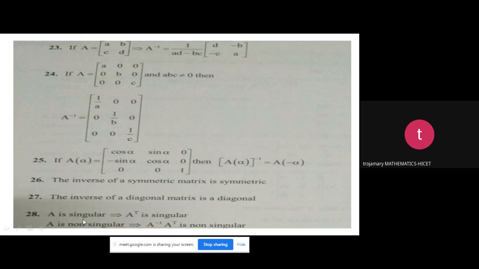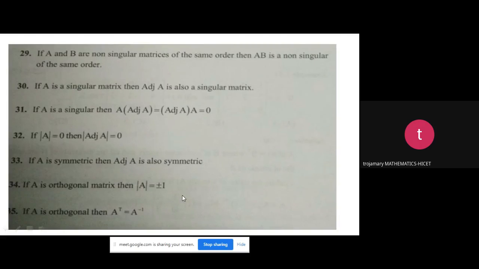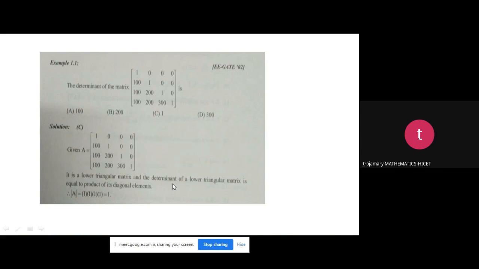If A is singular, then A transpose is also singular. Singular means determinant A equal to 0. If A is non-singular, then A inverse and A transpose are non-singular. Now, if determinant A equal to 0, then determinant of adjoint A is also equal to 0. Then if A is an orthogonal matrix, then determinant A equal to plus or minus 1. Keep these in mind. Now we can see some examples.